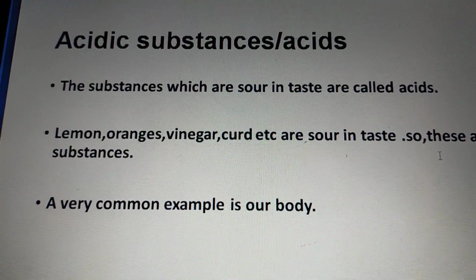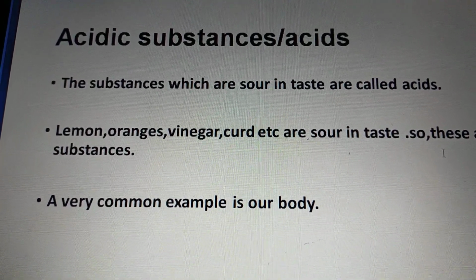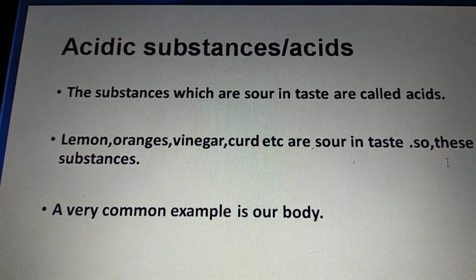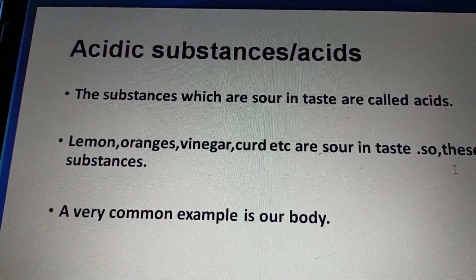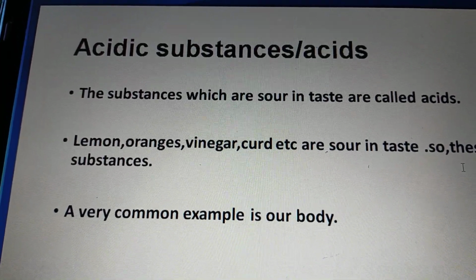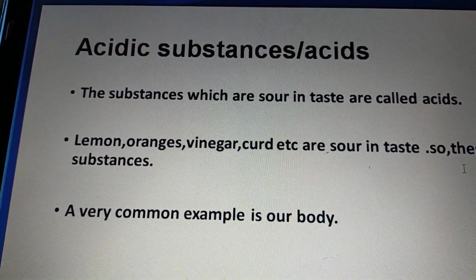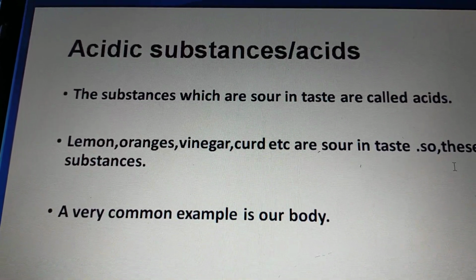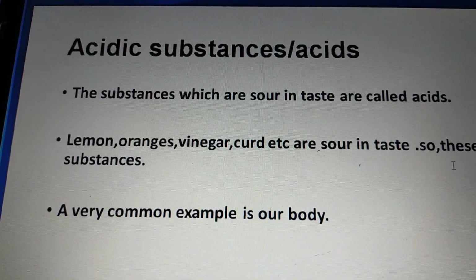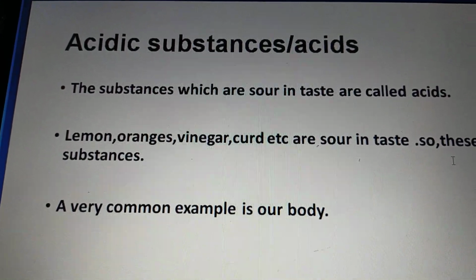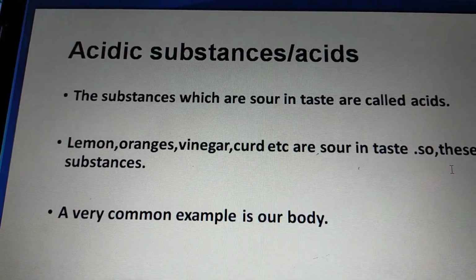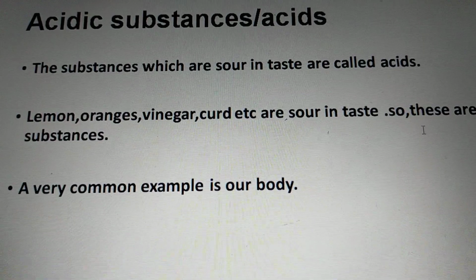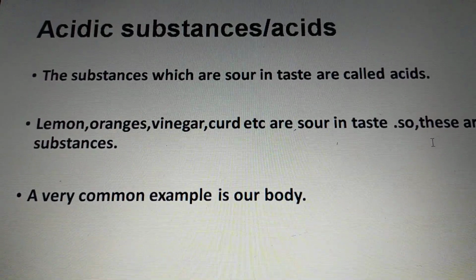So, now the students tell me, what are acids? Before coming to the definition, let me tell you, you all would have tasted lemon, oranges, right? These are sour in taste. So, these are acids. Students, please recall the taste of vinegar, curd and lemon juice. These are sour in taste. The sour taste of these substances is due to the presence of some acids in them. Right? So, the substances which are sour in taste are called acids.